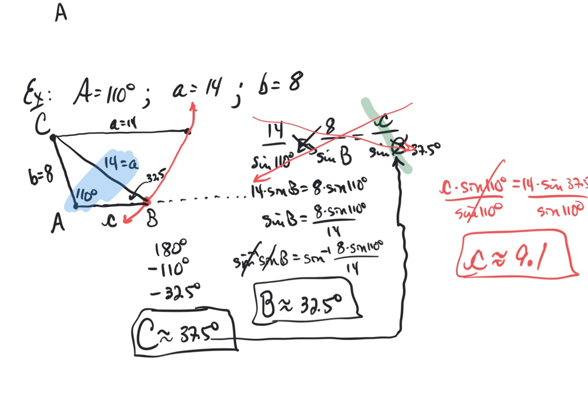Again, we can always solve anytime we know at least half of the parts of a triangle and we know at least one side. As long as the triangle is possible, we're good to go.